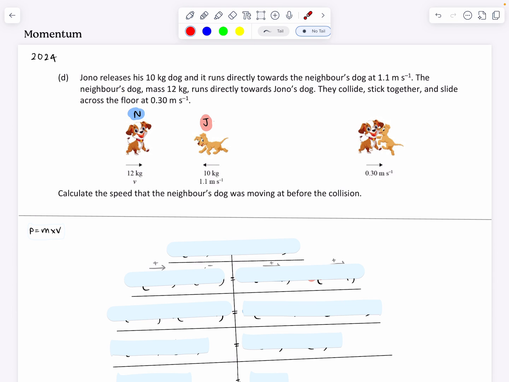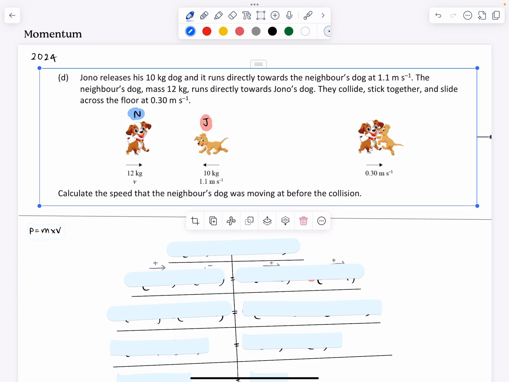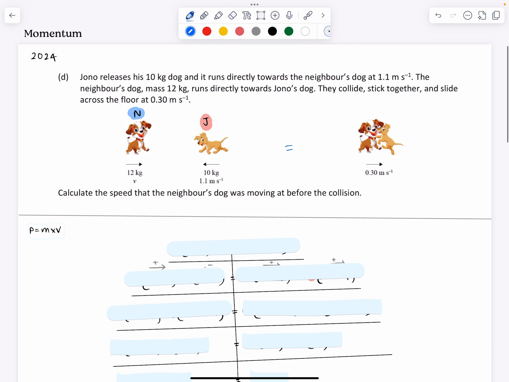It's important to realise for such a question, you need to understand that momentum is conserved. And so the momentum initially is going to be equal to the momentum after the collision over here. So the equation that you need to use will look something like this.